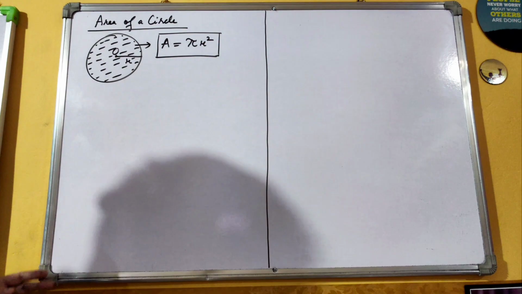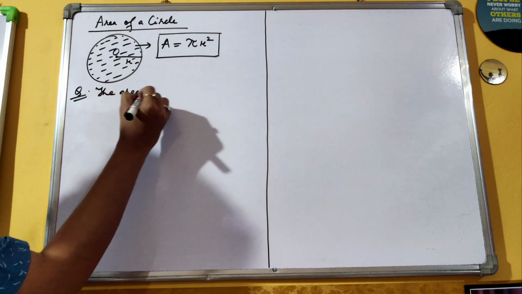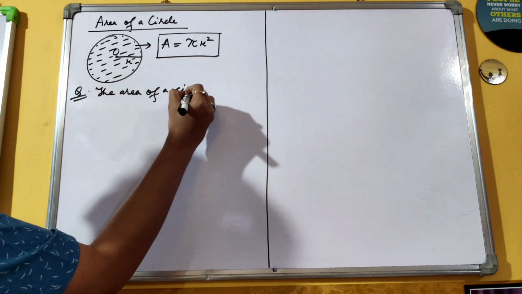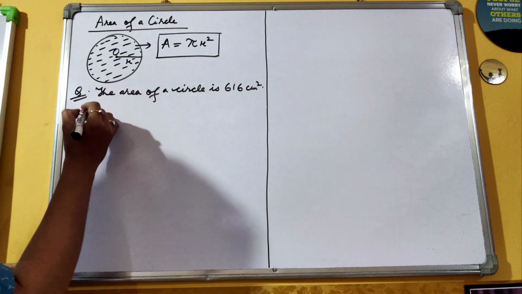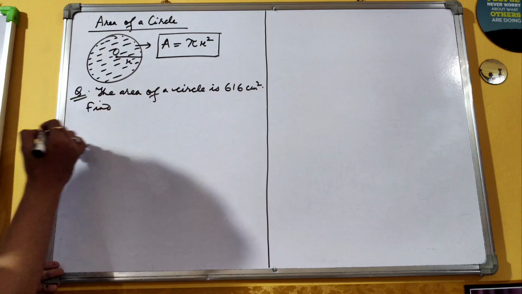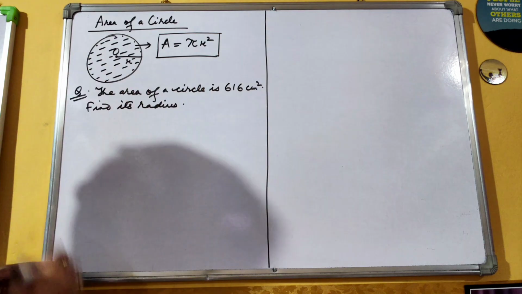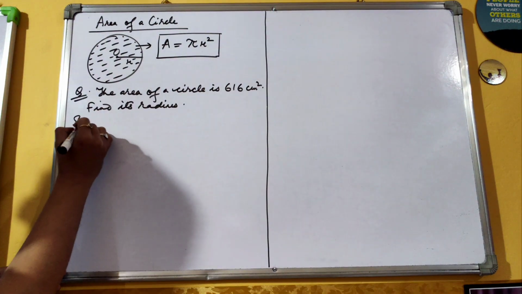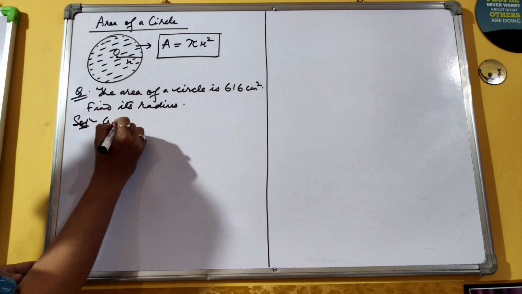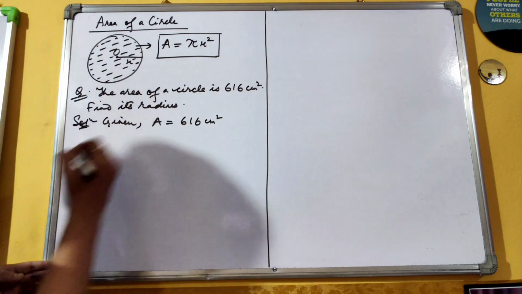Okay. Let's solve the problem. Question. The area of a circle is 616 square centimeter. Find its radius. Now let's check how to find out the radius. So solution, given area as 616 square centimeter.